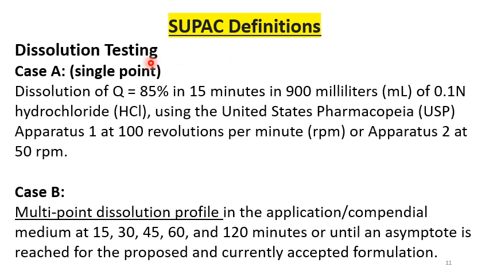Then dissolution testing. Case A is dissolution of Q equal to 85% in 15 minutes in 900 ml of 0.1 normal HCl using the USP apparatus 1 at 100 revolutions or apparatus 2 at 50 rpm. So this is a standard dissolution condition. Then case B, multi-point dissolution profile in the application or compendial medium at 15, 30, 45, 60 and 120 minutes, or until the asymptote is reached for the proposed and currently accepted formulation. So this is the case for multi-point dissolution profile.